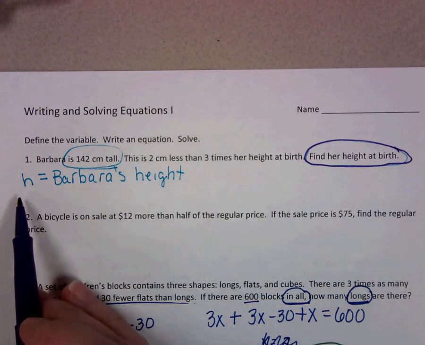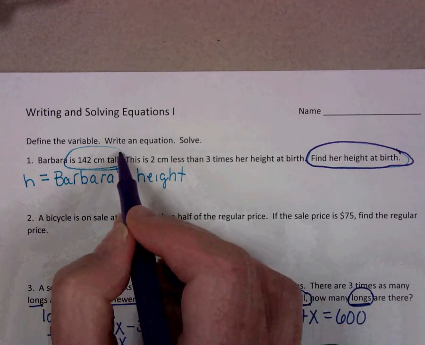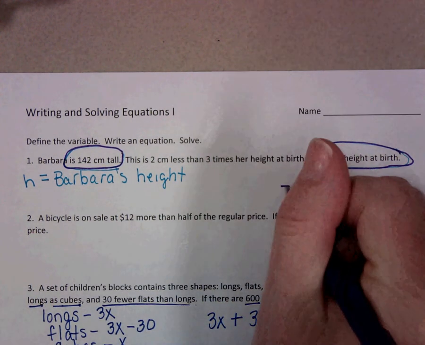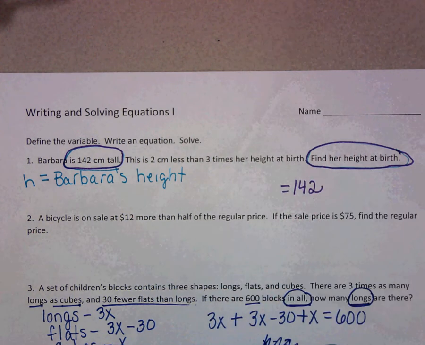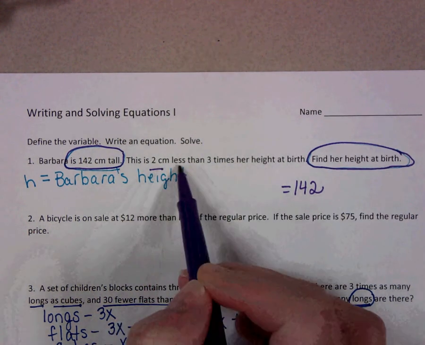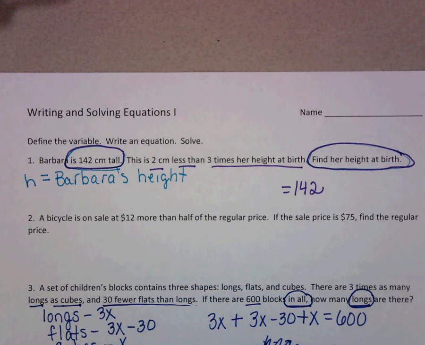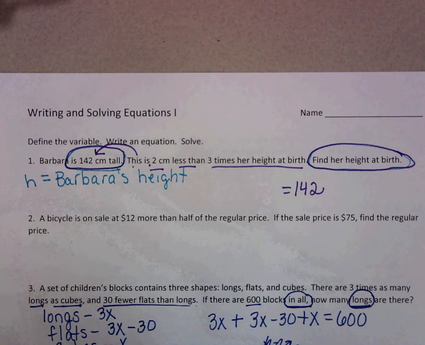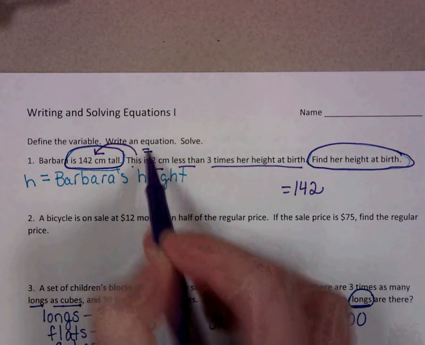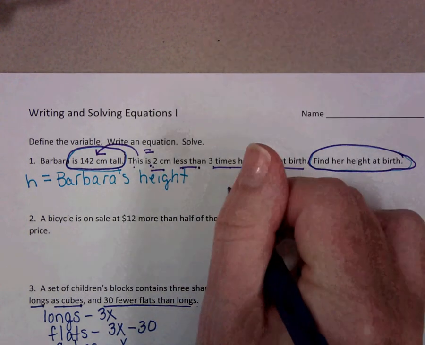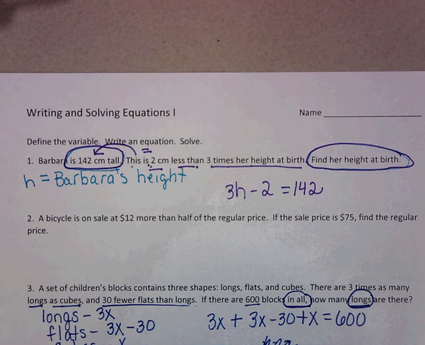That's our unknown. Now, to set up the equation, we want to look for, number one, some totals. Well, we know Barbara is a total of 142 centimeters. So that's what it's going to be equal to. And then all we're doing is looking for some sentences or words to translate. When it says this is, it's referring to the 142. This is equal to 2 less than 3 times her height. And there's those translating words just like we learned before. I do think that one's a little bit easy. Okay, let's look at number 2.